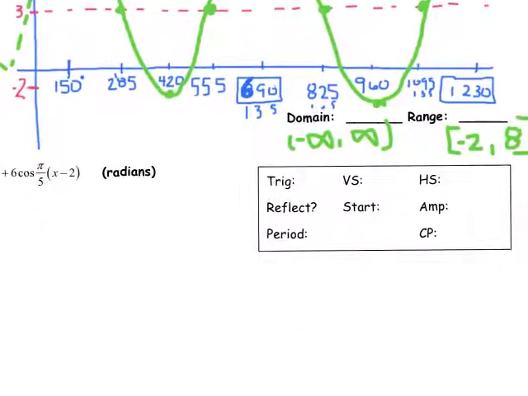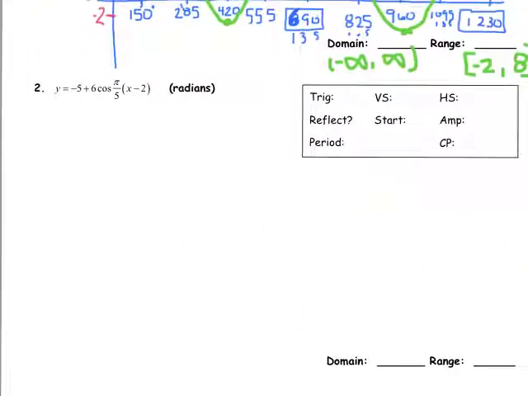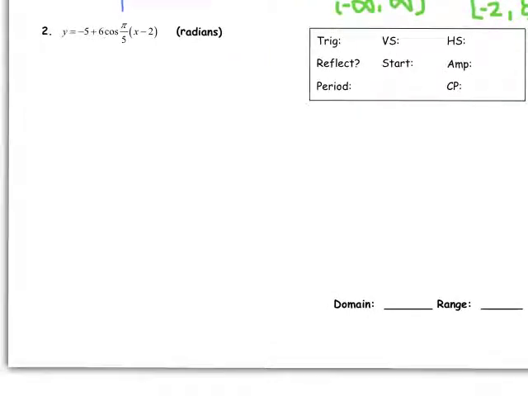Alright, let's go on. I'm going to go a little bit faster on this next one. So negative 5 plus 6 cosine pi over 5 x minus 2. Alright, so my trig is cosine again here. My vertical shift is down 5. My horizontal shift is right 2. I see a positive in front of my trig, so I do not reflect. Therefore, this cosine is going to be that typical u.